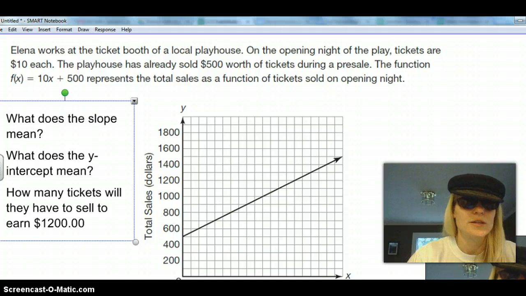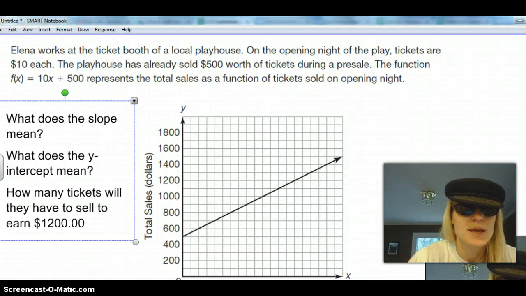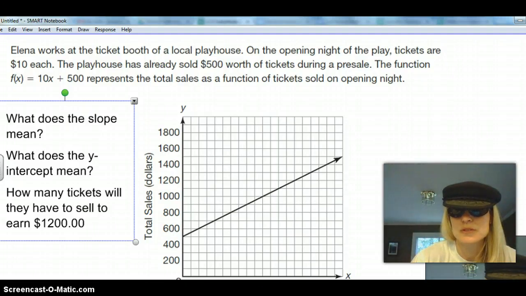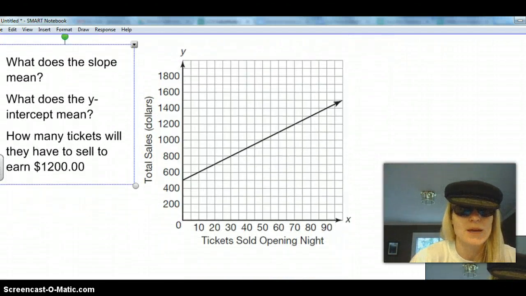So look at the equation, put into words what the slope is and what it means, put into words what the y-intercept is and what it means, and then as I did before, look at what we're going to have to sell in order to earn $1,200. And then you'll go over this with Mr. Cook in the morning. He will be your substitute.